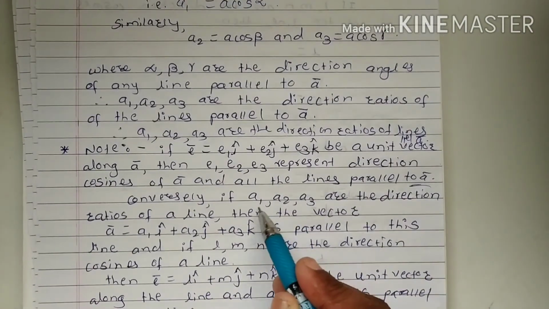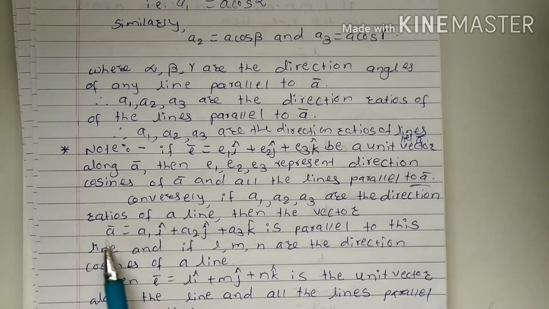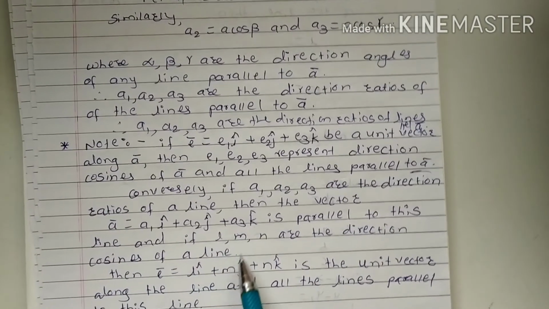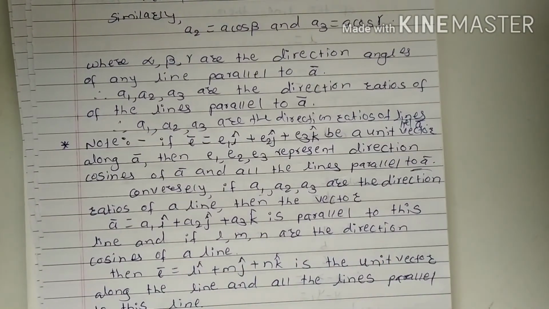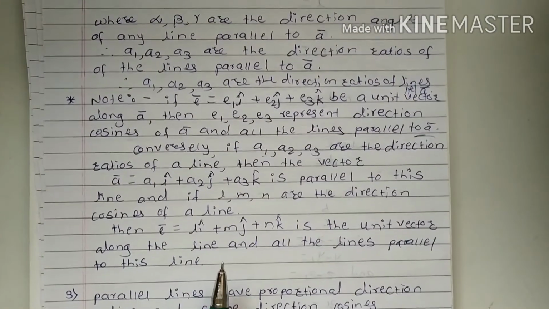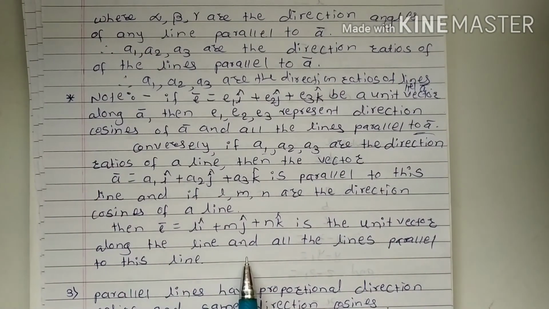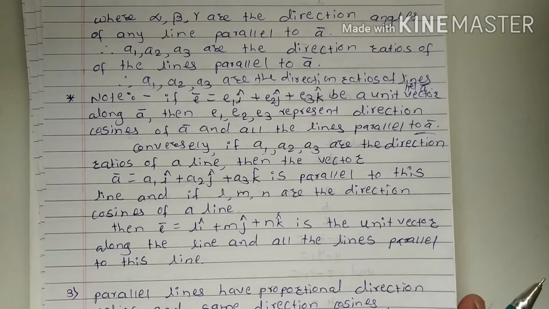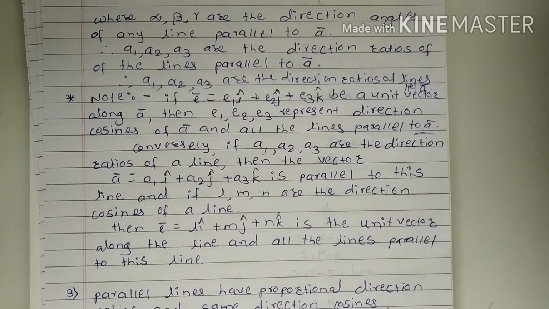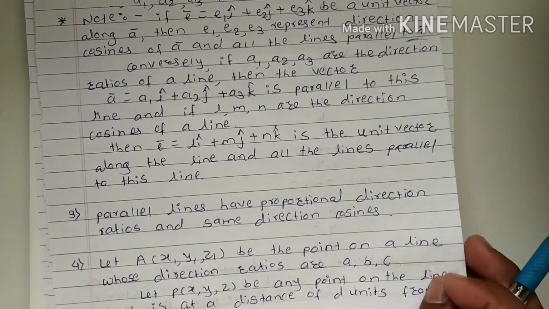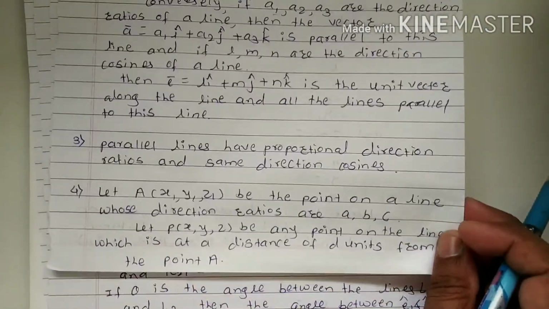Conversely, if A1, A2, A3 are the direction ratios of a line, then the vector A bar equal to A1 i cap plus A2 j cap plus A3 k cap is parallel to this line. And if L, M, N are the direction cosines of a line, then we denote E bar equal to L i cap plus M j cap plus N k cap, the unit vector along the line and all the lines parallel to this line. Then parallel lines have proportional direction ratios and the same direction cosines.